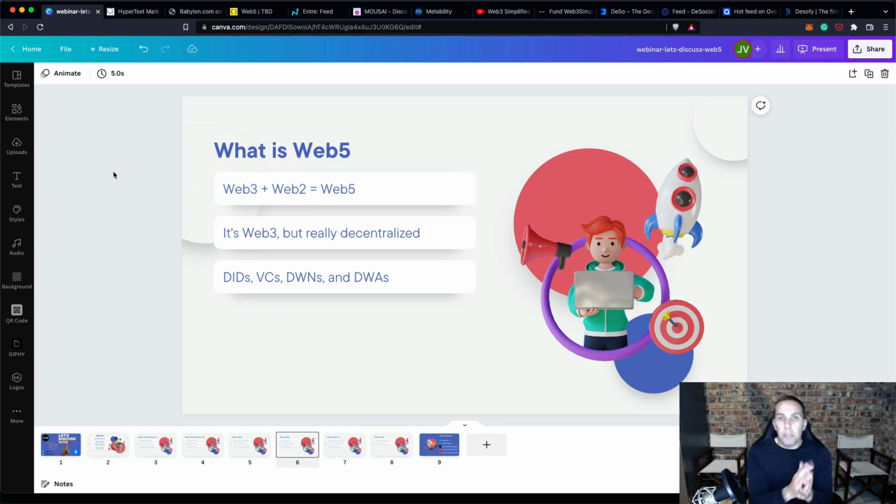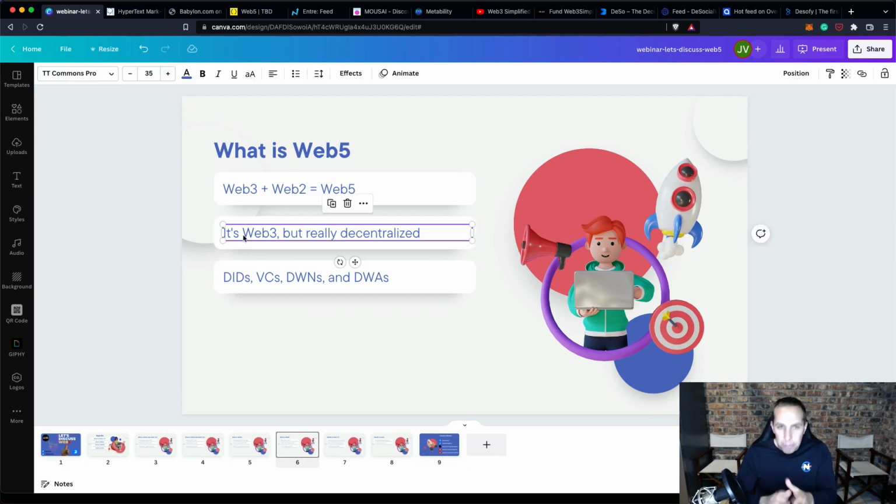So if anyone's asking where's Web 4, well, it's all marketing. But let's understand what is going on here with Web 5. First and foremost, it's Web 3, but really decentralized. Now, what you need to understand is Mr. Jack Dorsey is an avid Bitcoin fan and really doesn't like much of what's going on with the other blockchains, from Ethereum to other blockchains, including various other tokens.